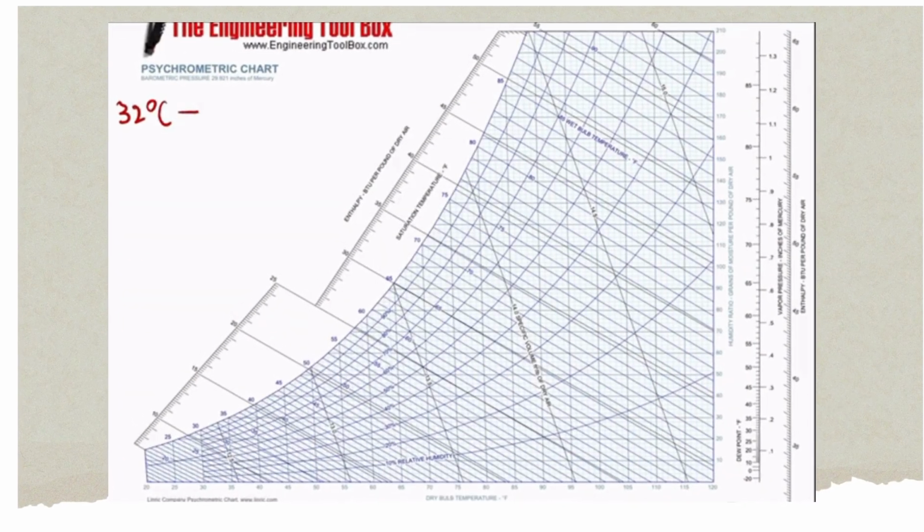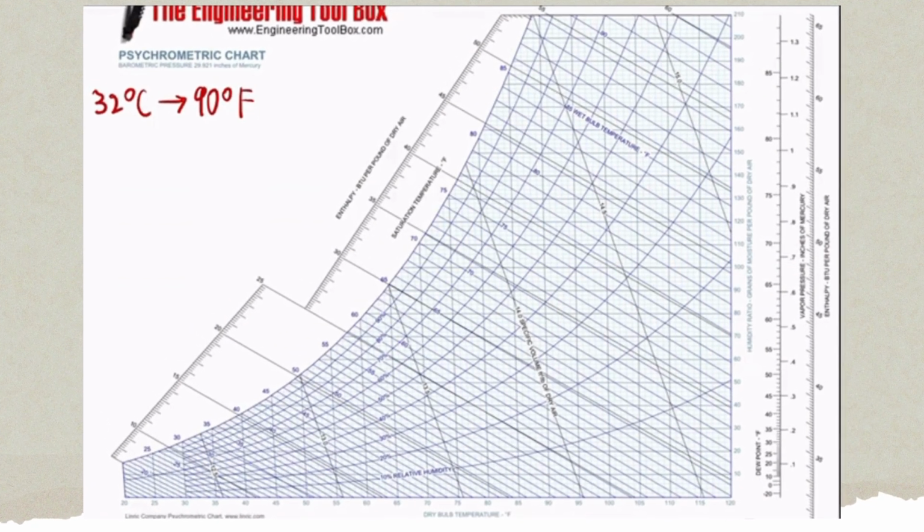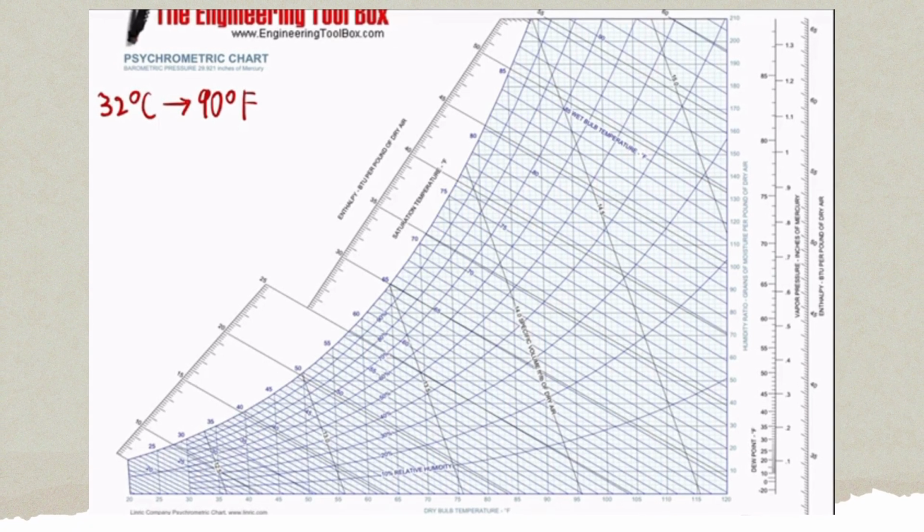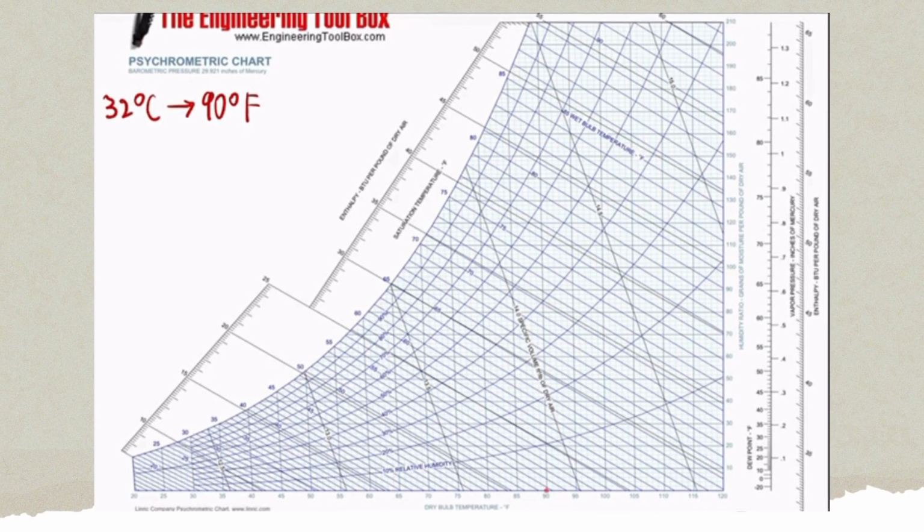First, you need to convert the 32 degrees C to Fahrenheit, which is 90 degrees Fahrenheit. Next, from the dry bulb temperature, draw a vertical line at 90 degrees Fahrenheit. Next, draw a line at relative humidity, which is 90%, and you will see the intersection point. Draw a horizontal line to the axis for humidity ratio and you will get the reading, which is 130 grains of moisture.